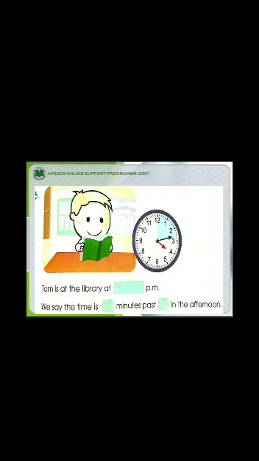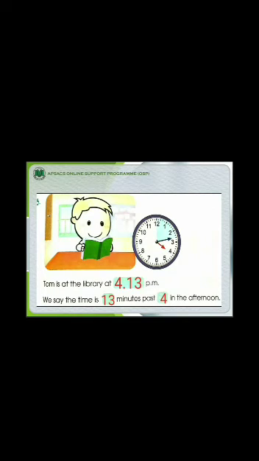Students, look at this clock and try to read the time. Tom is at the library at 4:13 p.m. We say that the time is 13 minutes past 4 in the afternoon.